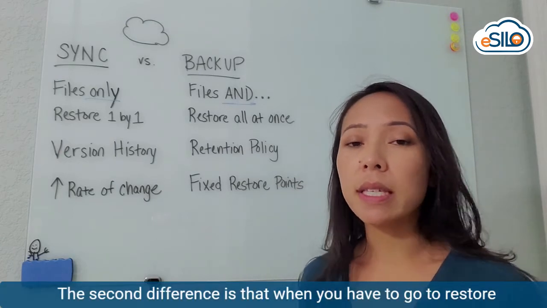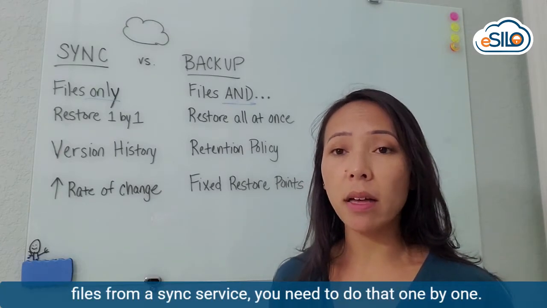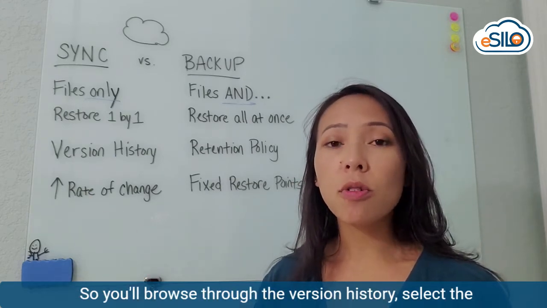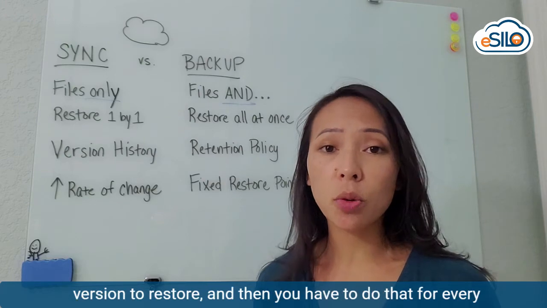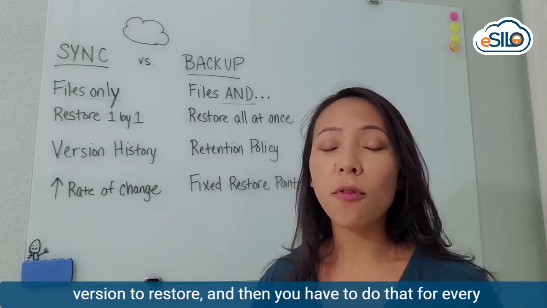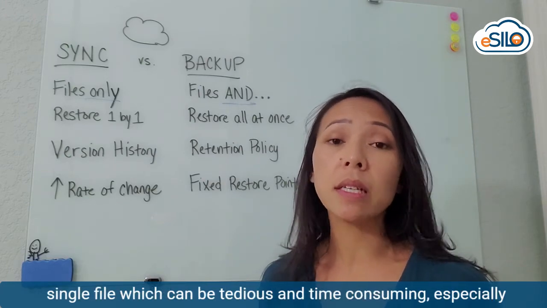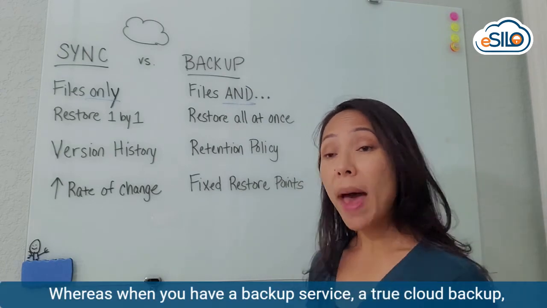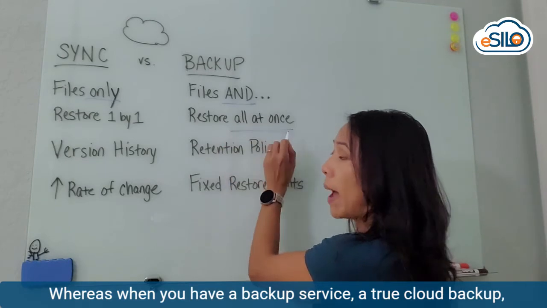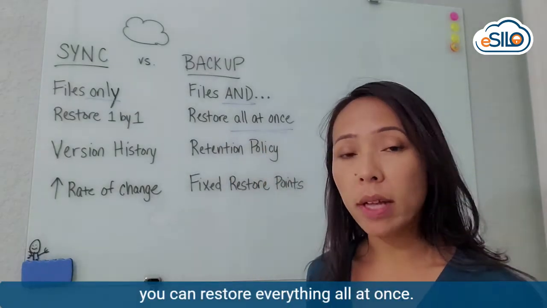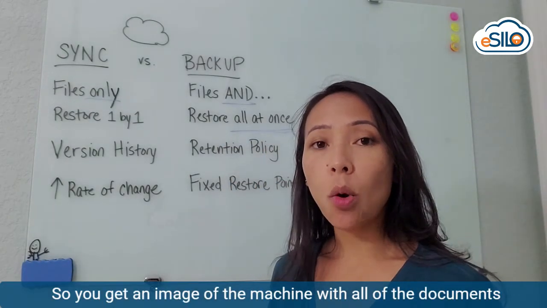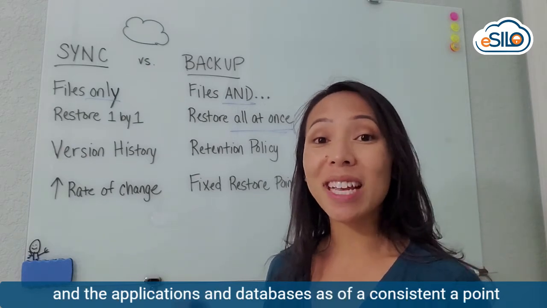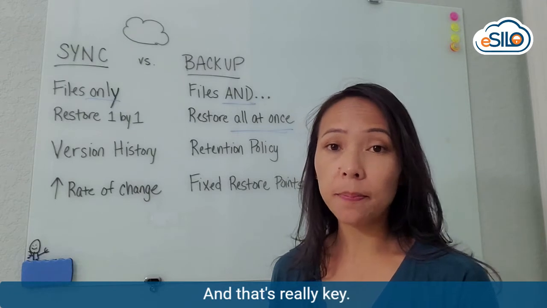The second difference is that when you have to go to restore files from a sync service, you need to do that one by one. So you'll browse through the version history, select the version to restore, and then you have to do that for every single file, which can be tedious and time consuming, especially in moments that matter. Whereas when you have a backup service, a true cloud backup, you can restore everything all at once. So you get an image of the machine with all of the documents and the applications and databases as of a consistent point in time, and that's really key.